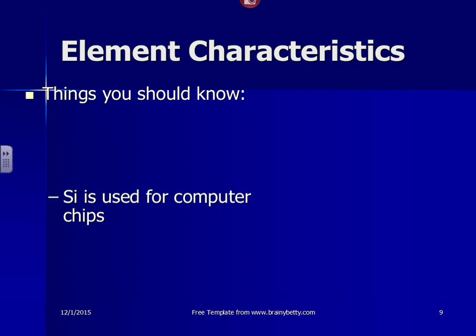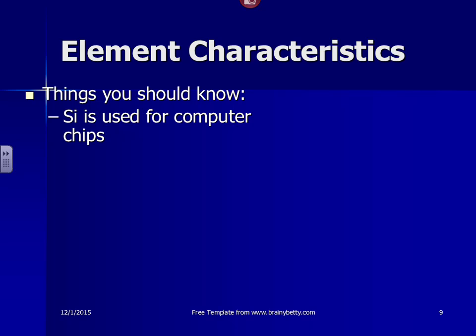Things we should know from this group. We talked about how silicon is a semi-metal, so that makes it a semiconductor, and it's used for computer chips. It's actually pretty shiny when you look at it in its pure state, so we'll send that one around.